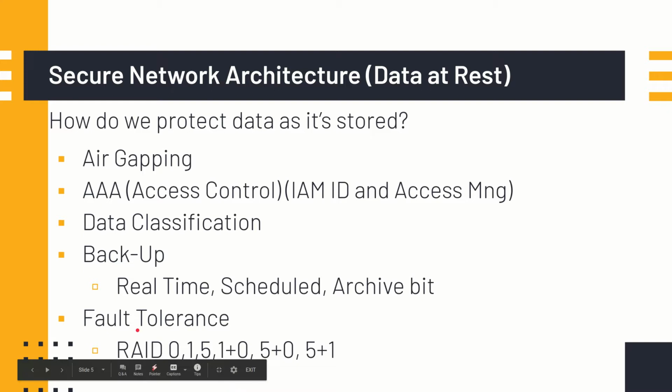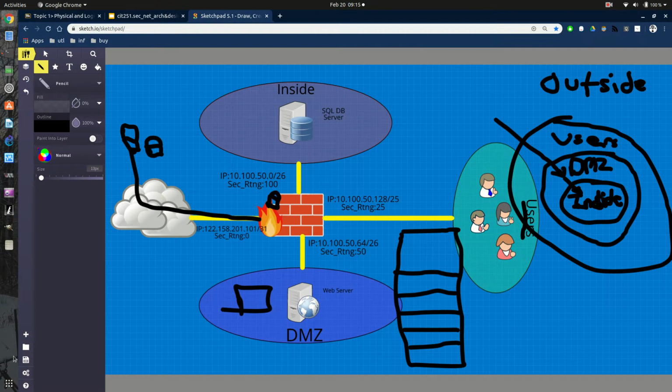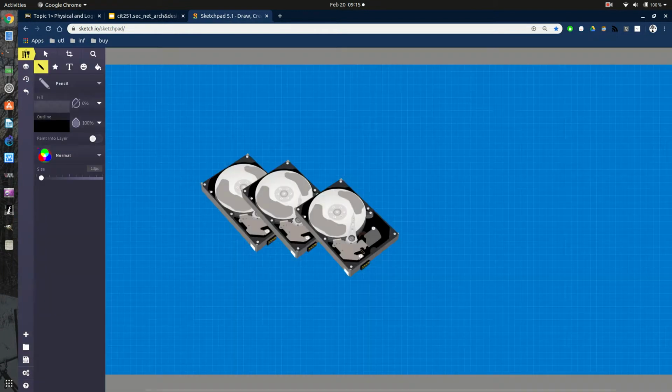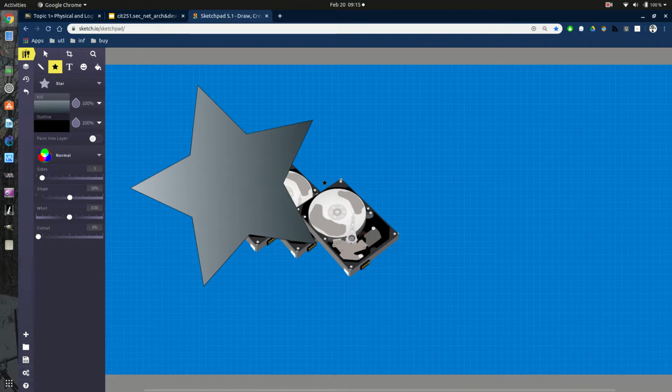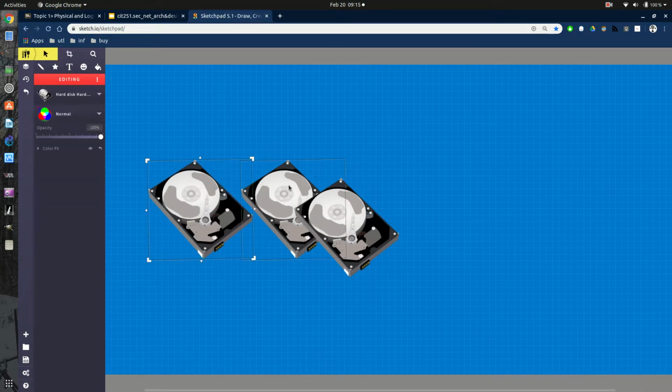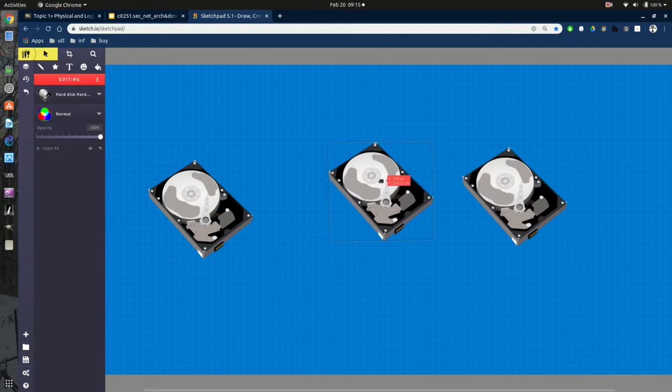So let's talk about fault tolerance, and particularly RAID. Again, I've mentioned RAID before in the past, but we'll go over it one more time here. So we've got some hard drives here. I'm going to move these around real quick. Okay, so let's do RAID 0.